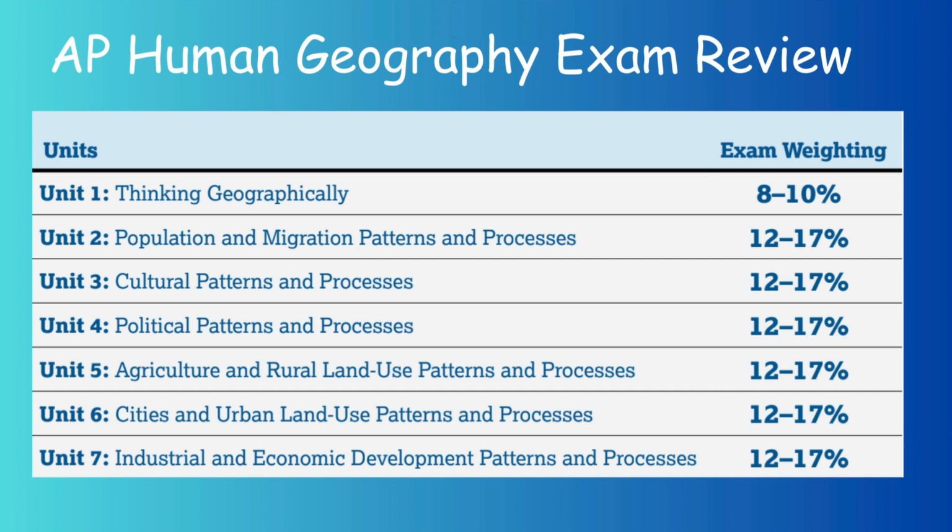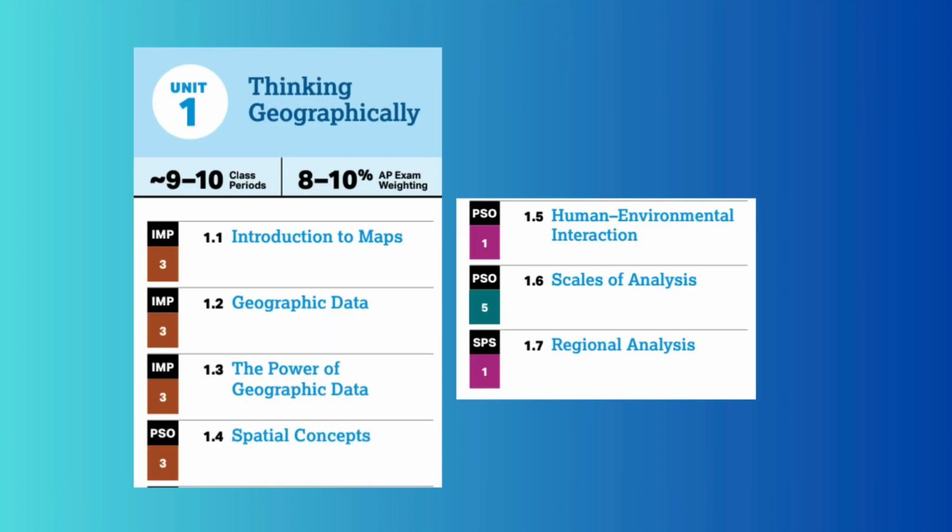So you can see here from the AP Human Geography course description kind of how they broke up the units. We're going to follow this progression and start with thinking geographically, 8 to 10% of the exam. Just to recall what type of information is in this section: maps, geographic data, geospatial technologies, human-environmental interaction, scales of analysis, and regional analysis.